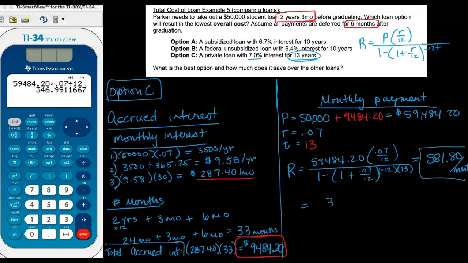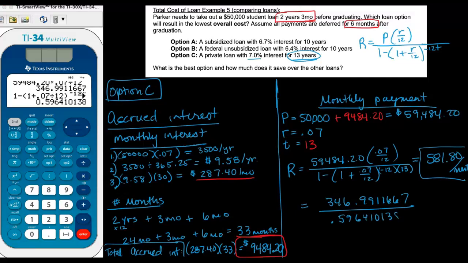So I'm just going to write down 346.9911667, and then I'm going to work out that denominator. 1 plus 0.07 divided by 12, in parentheses, raised to the negative 12 times 13 power. And so we get a denominator of 0.596410138. And then I'm just going to divide those two together.